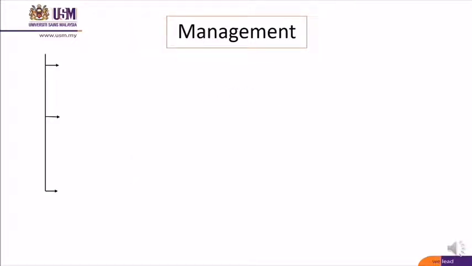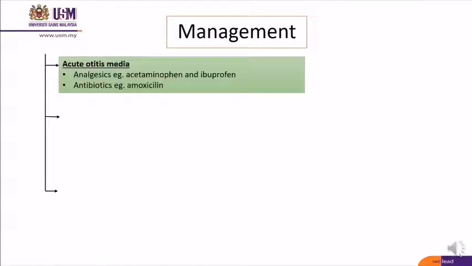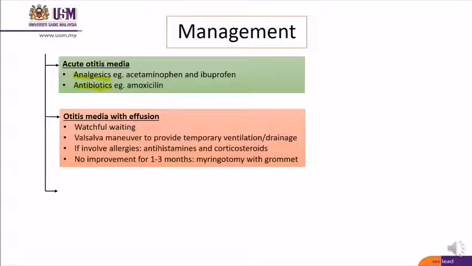As for the management, different types of otitis media require different approaches. For acute otitis media, analgesics, which are painkillers, should be provided as it generally causes otalgia and discomfort, and weight-based doses are used for children. Although most cases resolve spontaneously, antibiotics will still be given when necessary to relieve the infection, for example using amoxicillin. In otitis media with effusion, for most patients, watchful waiting is all that is required. However, occasionally the Valsalva maneuver can also be performed for temporary ventilation and drainage. Next, if the otitis media with effusion involves allergies, then antihistamines and corticosteroids will be prescribed. Still, if there is no improvement for 1 to 3 months, only then will myringotomy with grommet be performed.